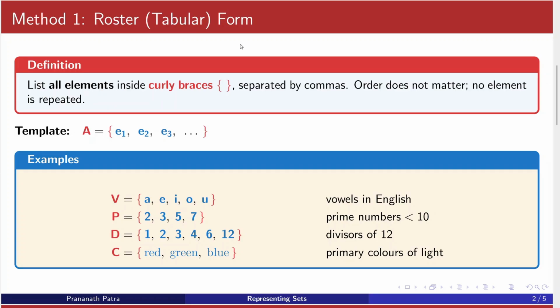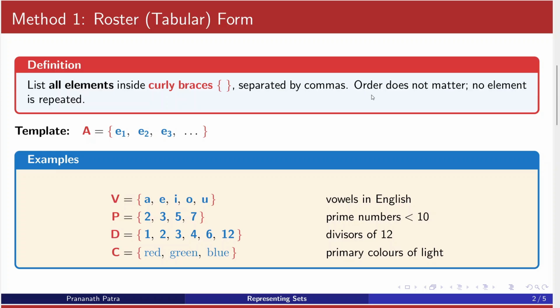So, what is the roster form? The definition is quite straightforward. To write a set in roster form, you simply list all the elements of the set inside a pair of curly braces. You then separate each element from the next using a comma.